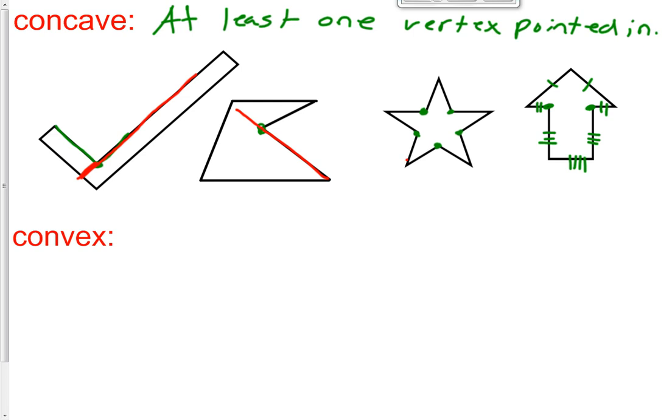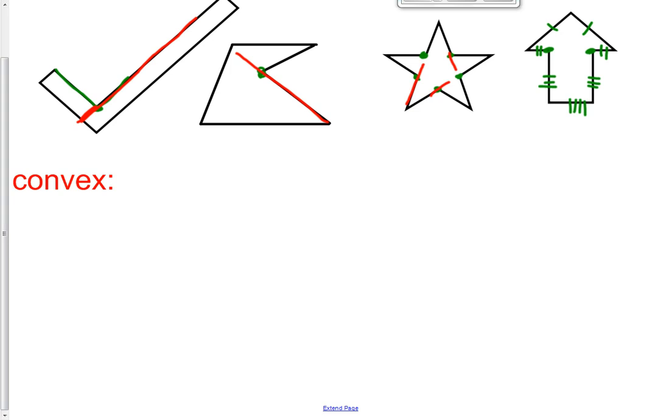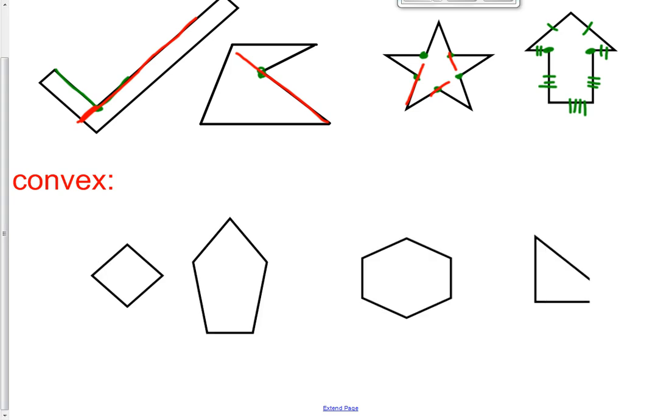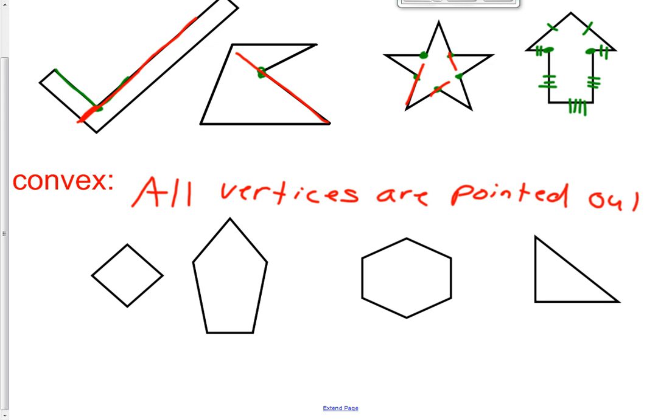On all of these, if you ever continue these segments, a concave one is where those segments, if they were to continue, would go through the interior of the shape. Whereas convex polygons, exact opposite, are where all vertices, the plural of vertex, all the vertices are pointed out. So here on this quadrilateral, all four of these are pointed out.